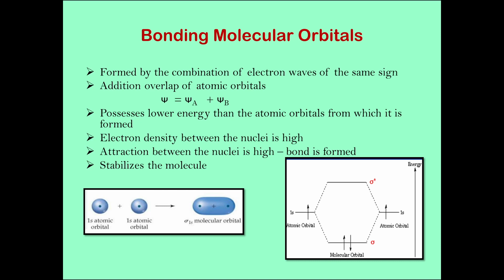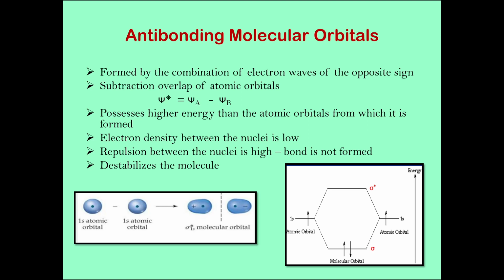Bonding molecular orbitals. Bonding molecular orbitals are formed by the combination of electron waves of the same sign. It is the addition overlap of atomic orbitals: psi equals psi A plus psi B. It possesses lower energy than the atomic orbitals from which it is formed, and the electron density between the nuclei is high. Attraction between the nuclei is high, so a bond is formed between the molecule, and bonding molecular orbitals stabilize the molecule.